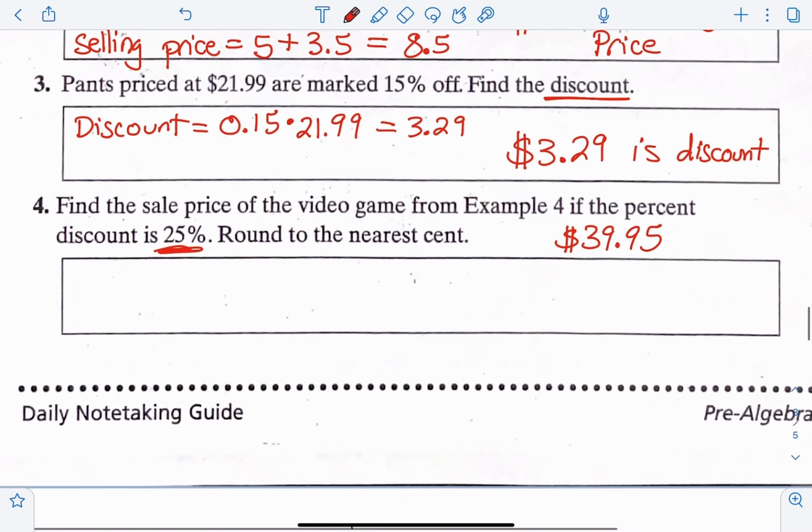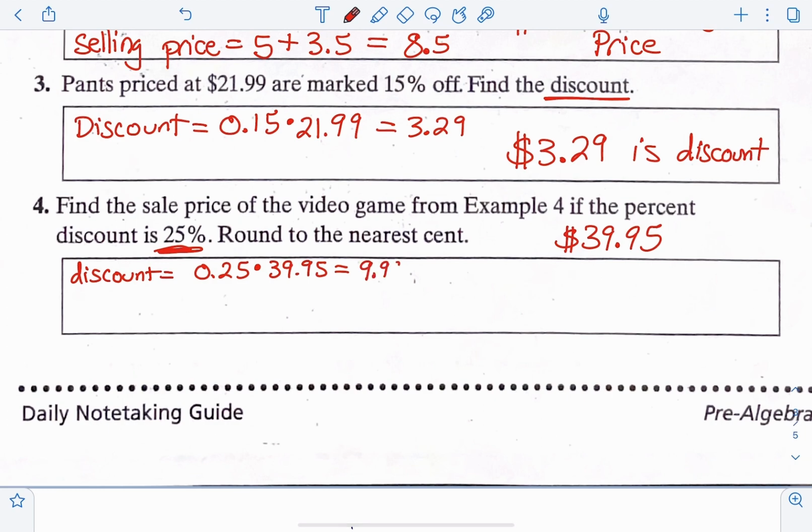All right, so for the discount for this one, we have 0.25 because we turned 25% into a decimal, times the price, which was $39.95. When we do 0.25 times $39.95, we should have gotten $9.98.